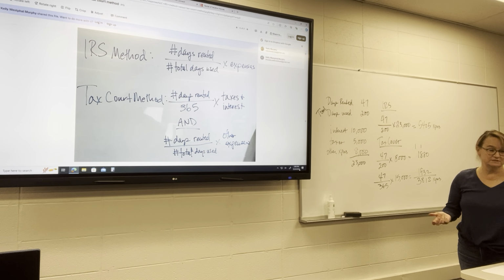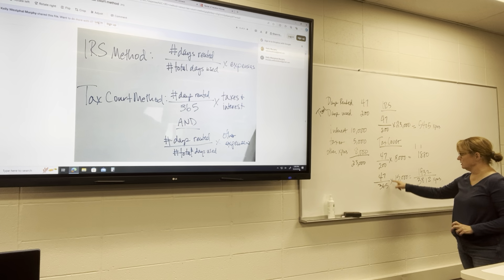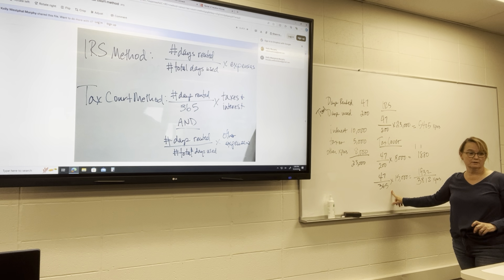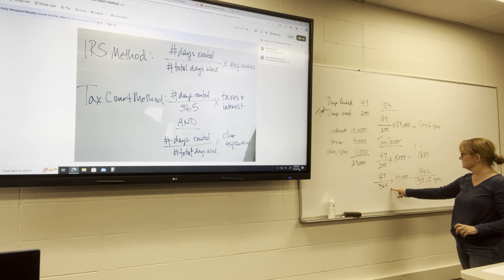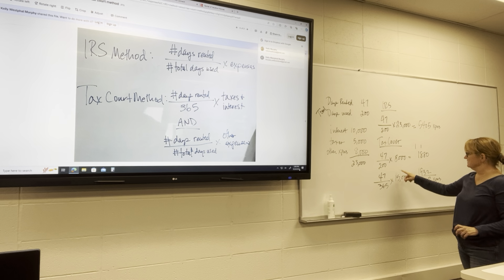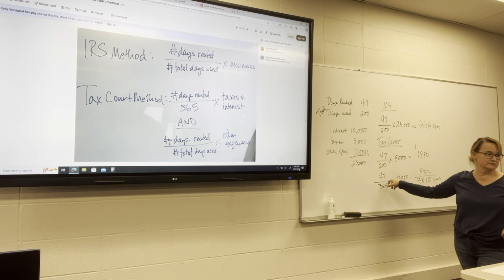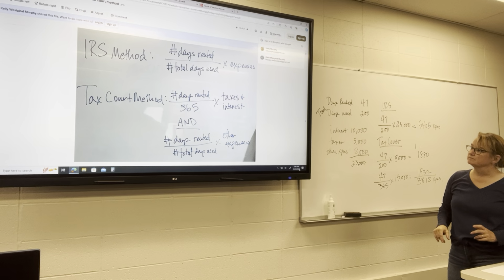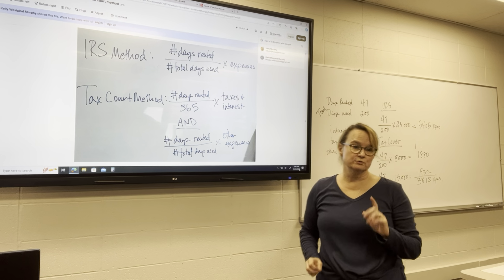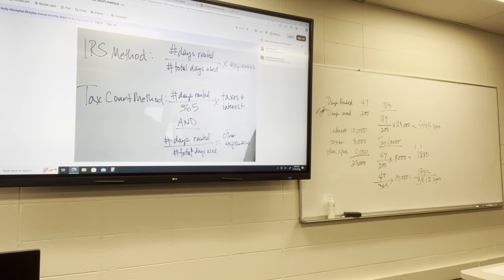Which makes sense that it's going to be smaller because you have a smaller proportion here. Instead of this 15,000 being like 23%, now it's like 12%, something like that. I can't remember the numbers exactly, but those are the two different ways that you can calculate that. Like I said, it all has to do with which denominator you use. But the only difference is the taxes and interest.